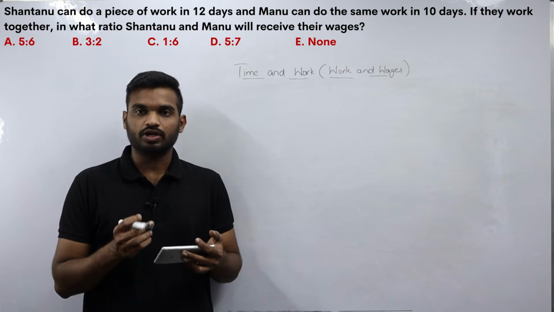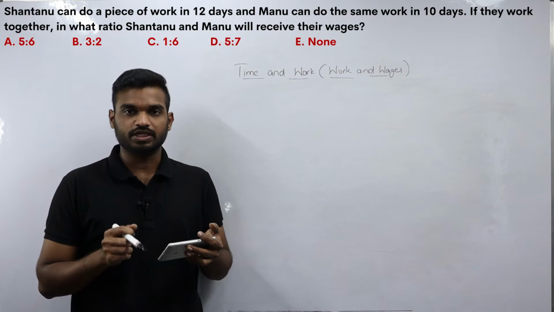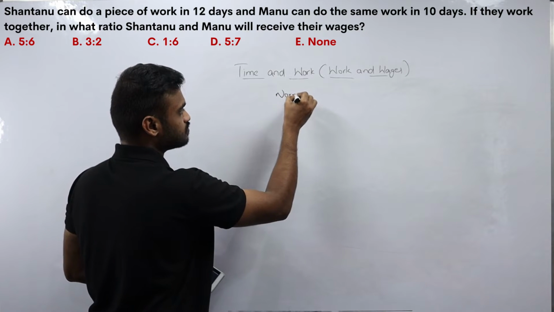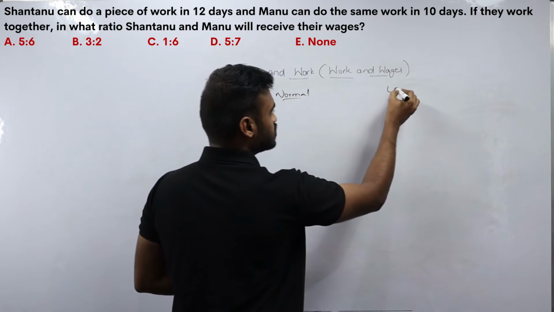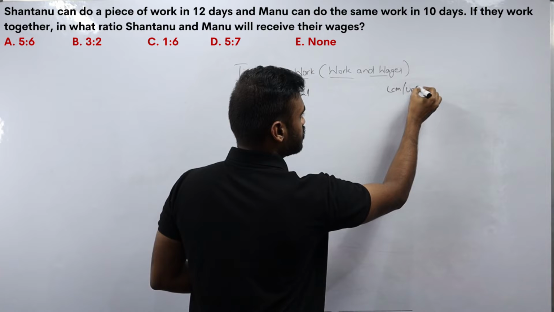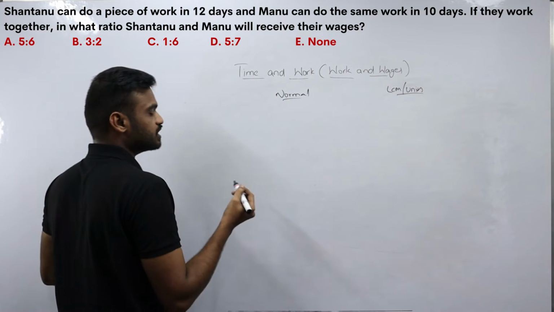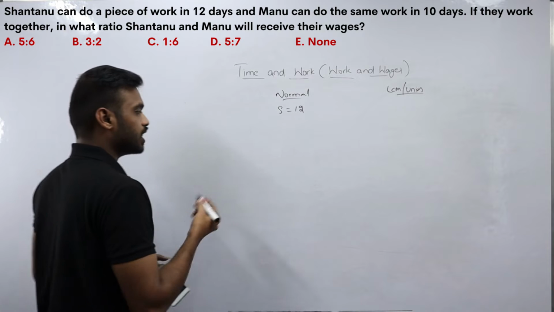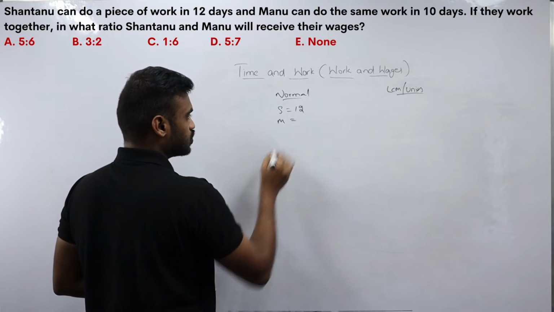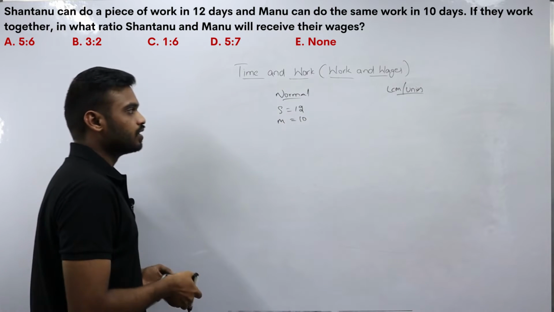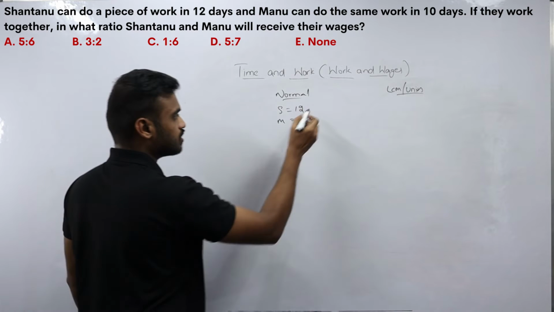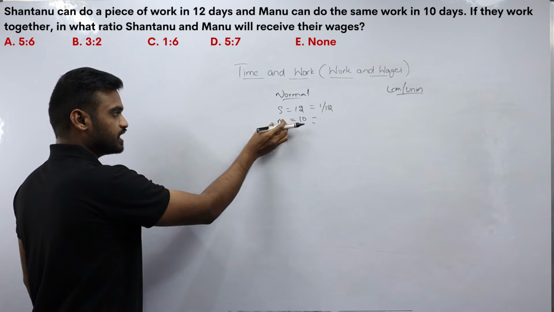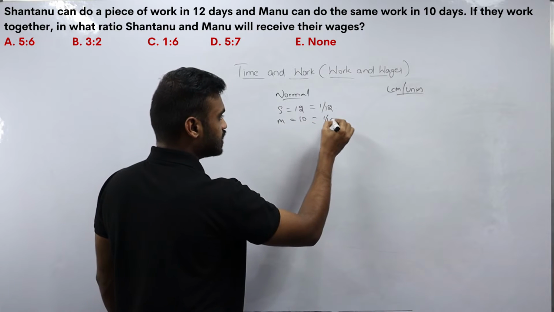See, this problem can be solved in both the normal method and the LCM or units method. I will solve it in both methods. Now they have given that Shantanu can complete the total work in 12 days, and Manu can complete the total work in 10 days. Now Shantanu's 1 day's work or efficiency will be 1 by 12. Manu's 1 day's work or efficiency will be 1 by 10.